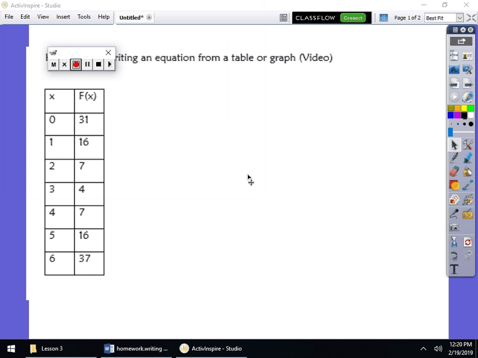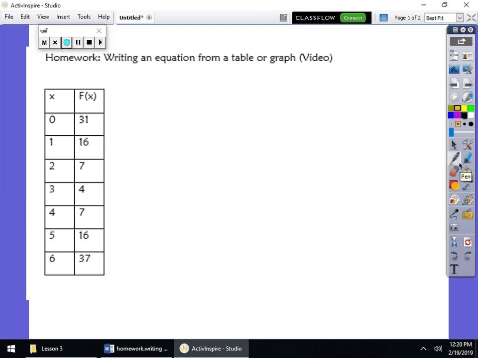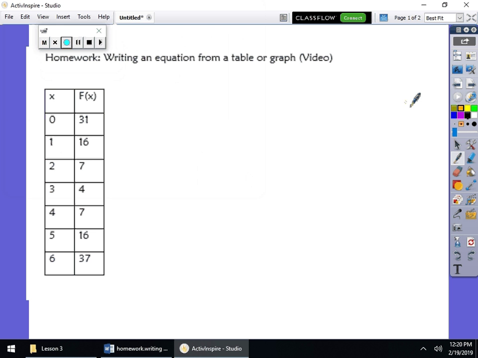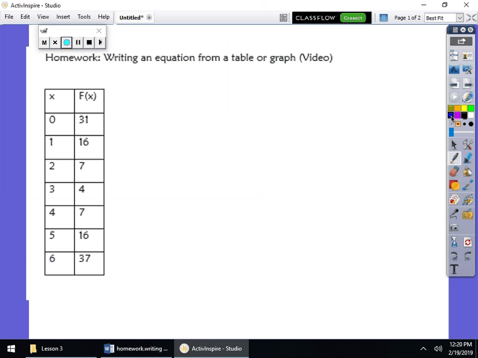Alright, today we're looking at writing quadratic equations when we have a table or a graph. So the first thing we want to do is find the vertex. So we are going to determine the vertex.